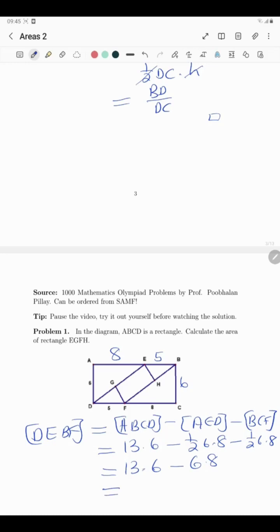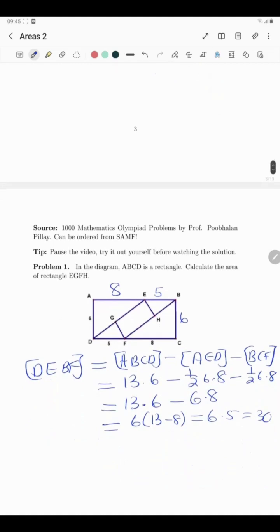And now, instead of doing 13 times 6 minus 6 times 8, I'm going to take out a common factor of 6. What remains is 13 minus 8. And we know 13 minus 8 is 5. So this is 6 times 5. And it works out to be 30.